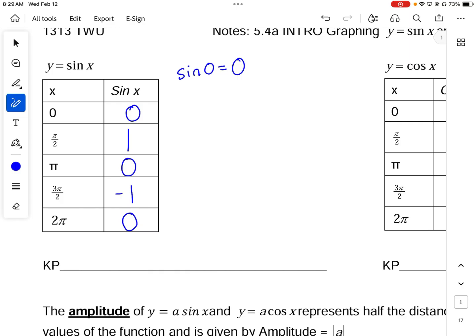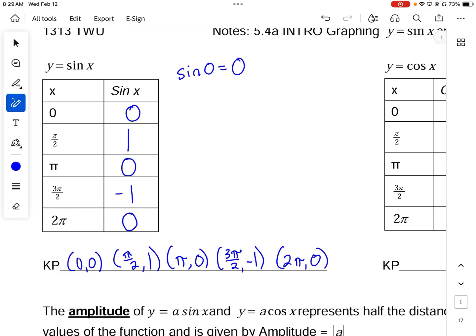So we have these points. And those are called our key points. So we are going to write those down as ordered pairs. So 0, 0, pi over 2, 1, pi, 0, 3 pi over 2, -1, and 2 pi, 0. This completes one cycle of the sine function.